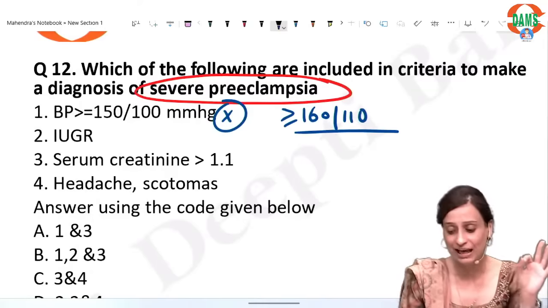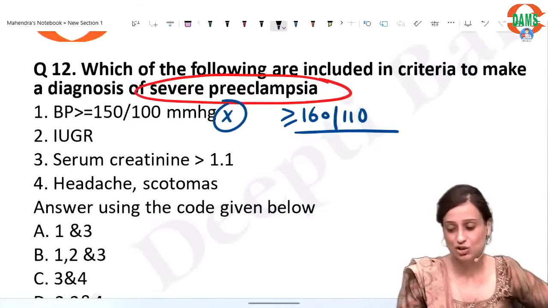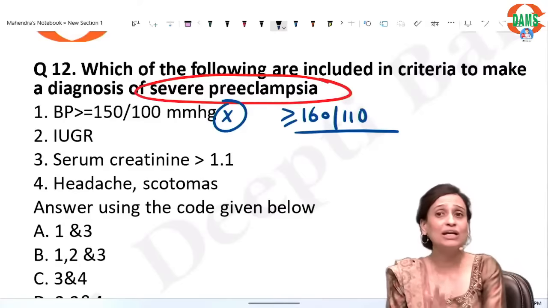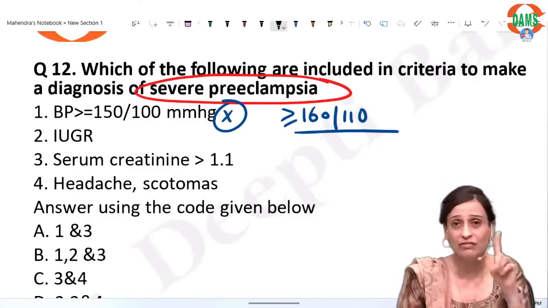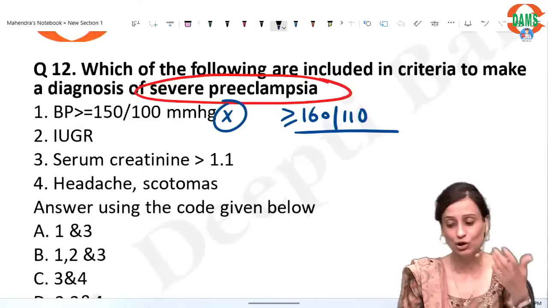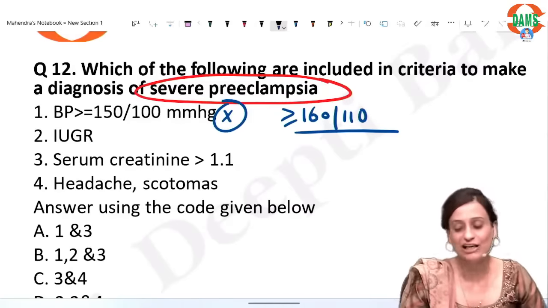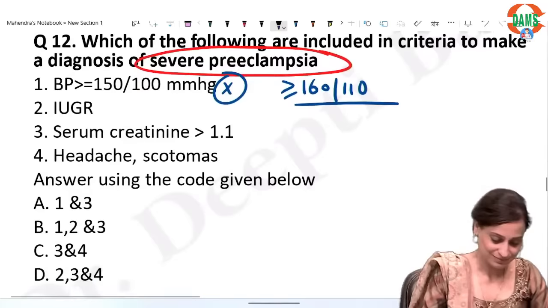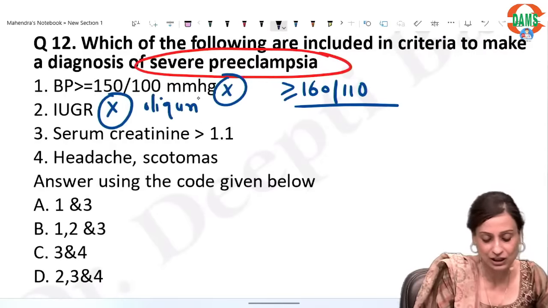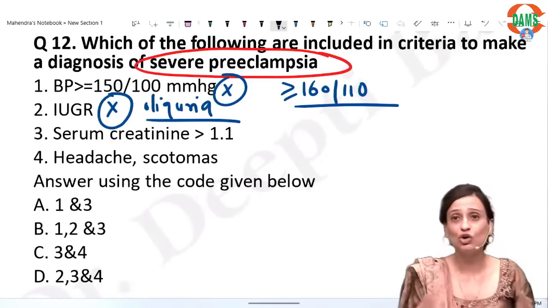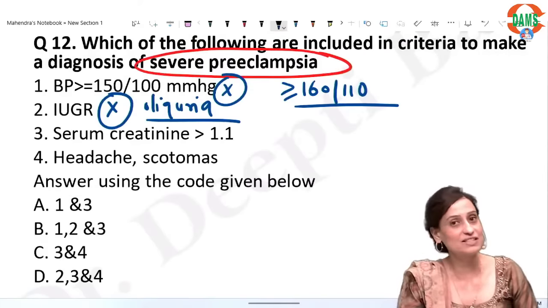A common error. Please remember, it can be only systolic which is high, it can be only diastolic which is high. We don't need both. Even if one of this is high, it is included in the criteria. It is included. What about IUGR? Is it included? No, IUGR, oliguria, okay, they are not included as criteria for preeclampsia with severe features.